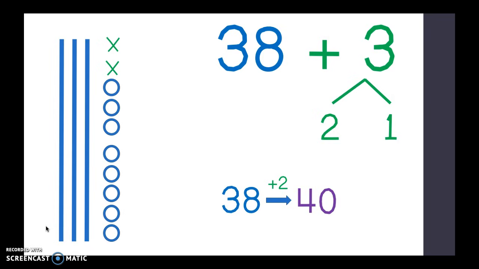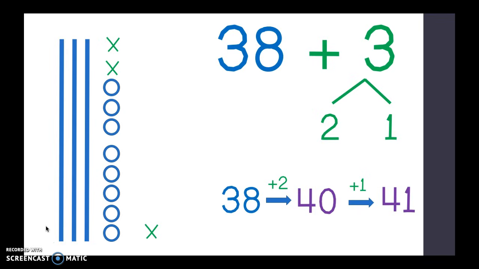So now I have to add that 1 in with 40. So 40, and then my new change is plus 1, equals 41. So that must mean that 38 plus 3 equals 41. In this case, I made a 10 first using the arrow way, and then I just added in the leftover parts from the 3.